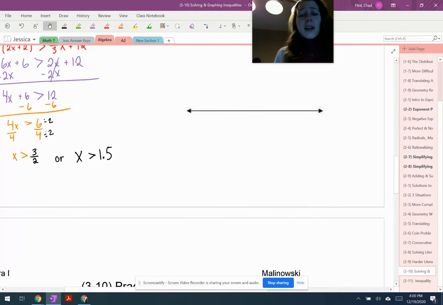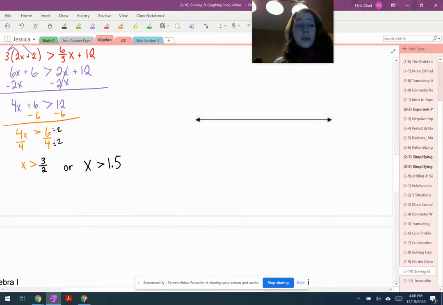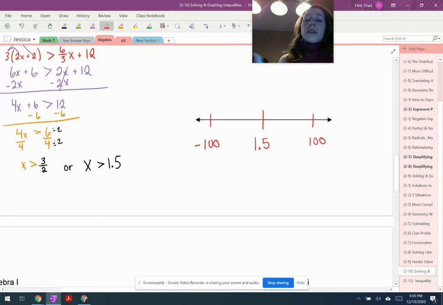So again, that number that I found the answer is equal to, that's what goes in the middle of my number line. So there's 1.5. A number bigger than 1.5, you could put anything over there. It doesn't have to be 1 up. You could put 100. And then a number that's smaller would be negative 100, right? It doesn't really matter what those numbers are as long as one's bigger, one's smaller. The fact that it is not an or equal to tells us that we have an open circle.